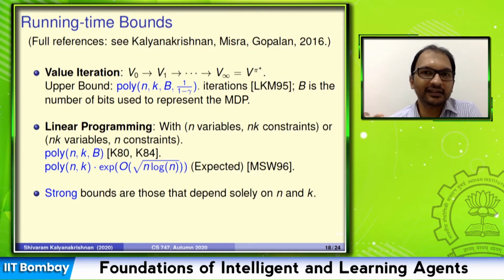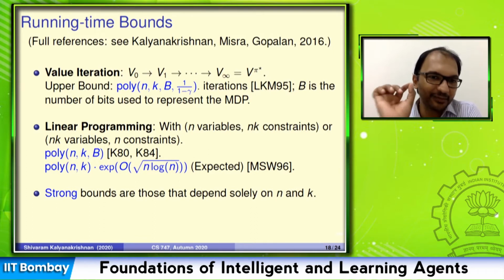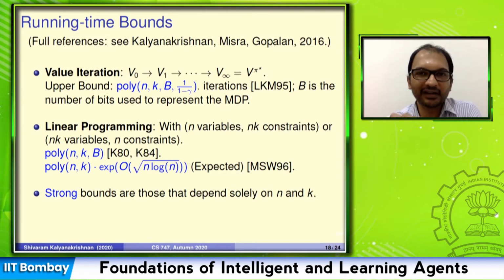The thing about this is that this is a strong bound. It has no dependence on the number of bits that you're using to represent. Even if you make that larger and larger, this bound will stay the same, assuming, of course, you're doing infinite precision arithmetic. So strong bounds are quite popular. They have a sort of fundamental appeal to theoreticians, because they look at only the most fundamental quantities describing the problem, in our case, the number of states and actions.